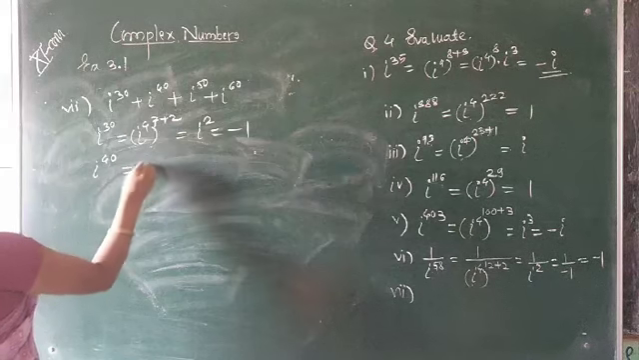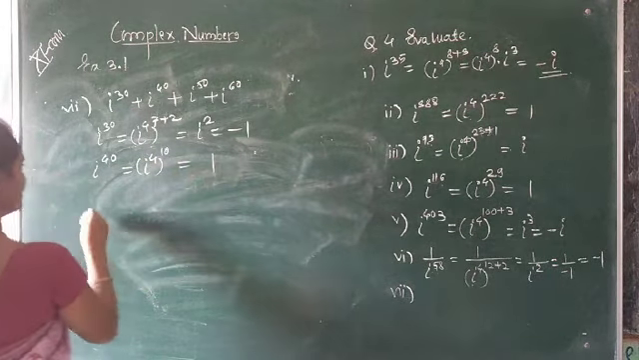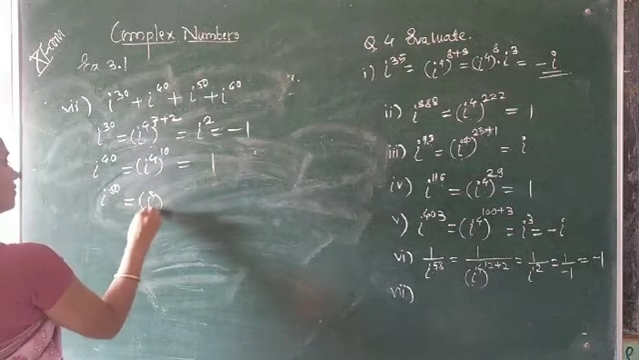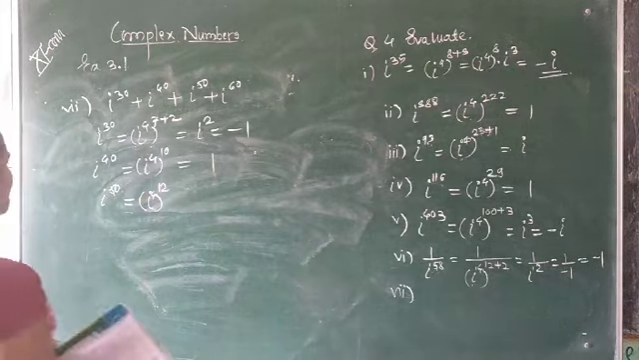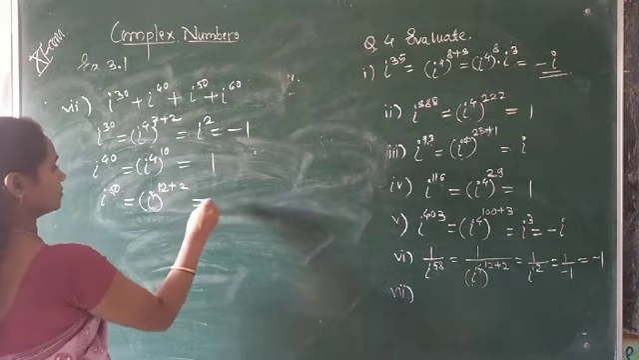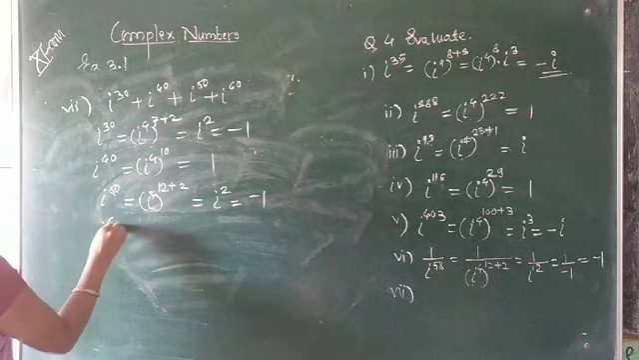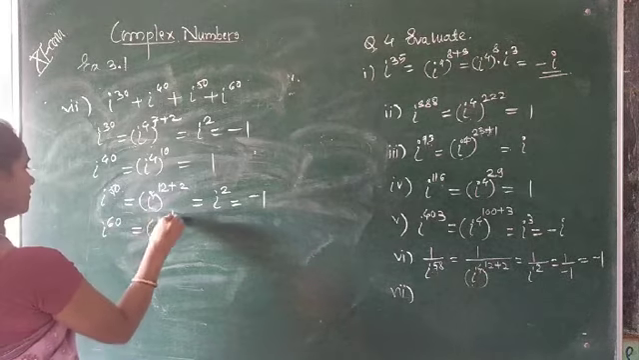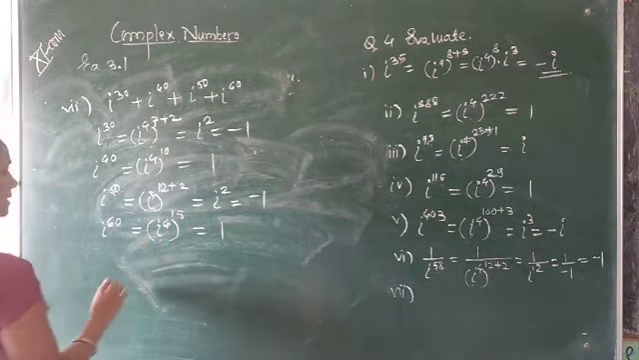I raised to 40. That is I raised to 4 raised to 10. So answer is 1. I raised to 50. I raised to 4. 4 2s are 48. Again remainder is 2. Hence I square, which is equal to minus 1, and I raised to 60. That is I raised to 4. 4 ones are 4. 4 5s are 20. Remainder is 1, since again it is 1.